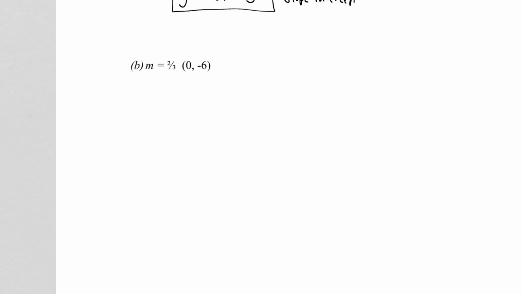Part B, they give us a slope and a point again. So just like in the previous example, I'm going to start by writing point-slope form. I'm going to substitute my slope and my point into this equation. And some people actually like to write, hey, this is x1 and that's y1. So we have y minus y1 is negative 6, slope is 2/3, x minus x1 is 0.